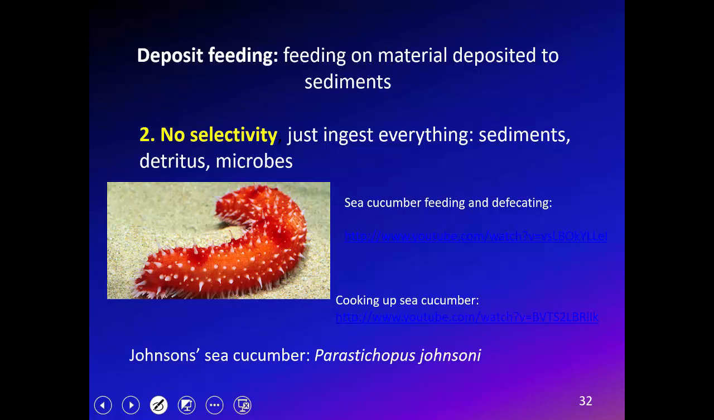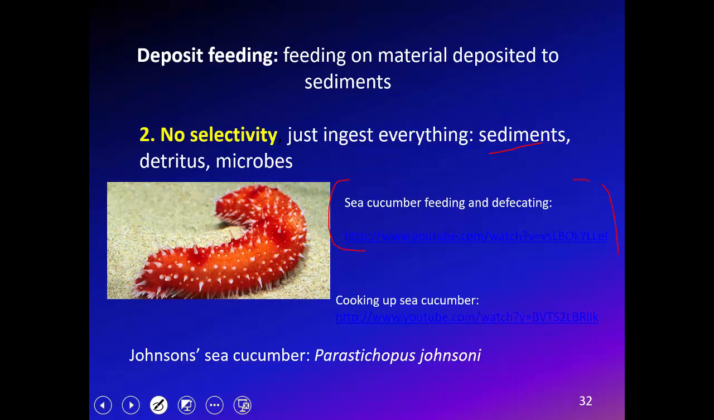So they're getting everything, sediments, detritus. I'm using the word sediments here to talk about the inorganic constituents. They're taking that in. They're taking the detritus in. They're taking in microbes that may be on the detritus, or microbes that are just living free of the detritus. And one example of that is a sea cucumber.